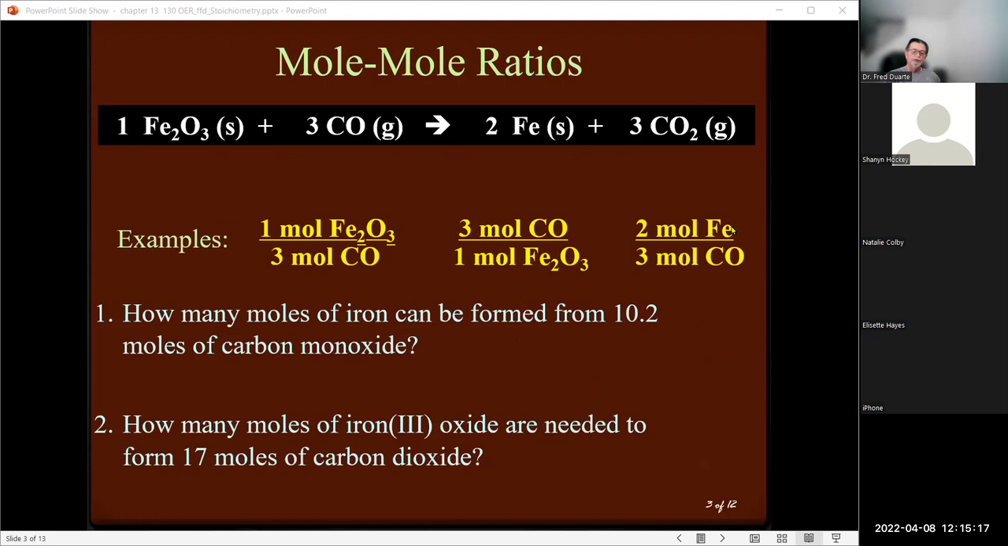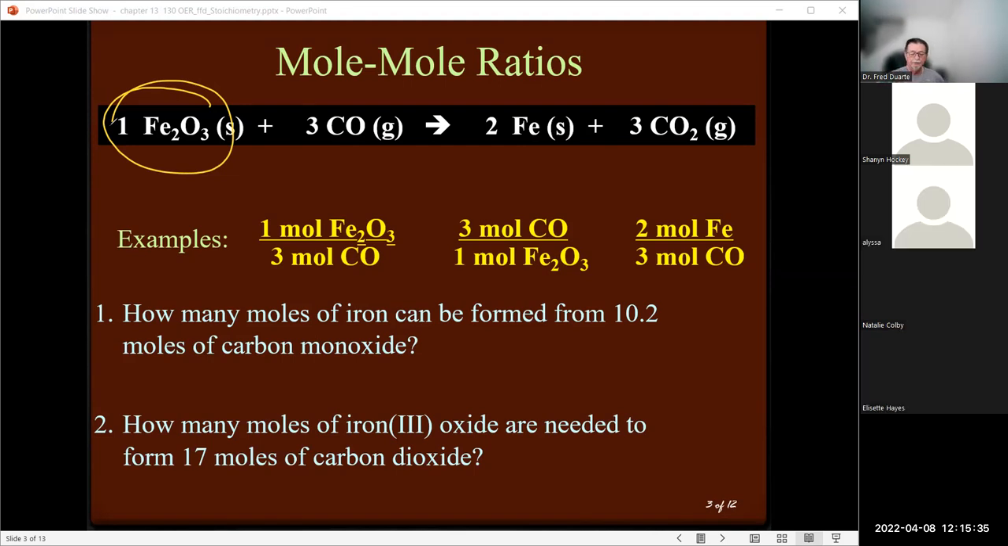Okay, so let's take this example of this reaction. Question number 1. Can anybody tell me the name of this compound? Is it iron oxide? Okay, that's 50% correct. You got it. Okay, how about let's work on the other half.